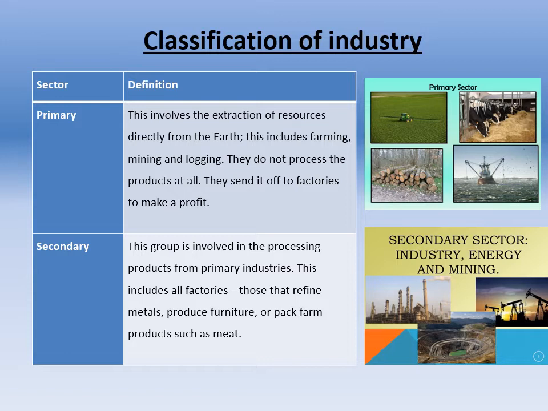So it depends just on nature, on what we have in our land. But it's going to feed the secondary sector of the classification of industry. This group is involved in processing products from primary industries. It includes refining metals, producing furniture, or packing farm products such as meat. So it's a higher level than the primary sector.